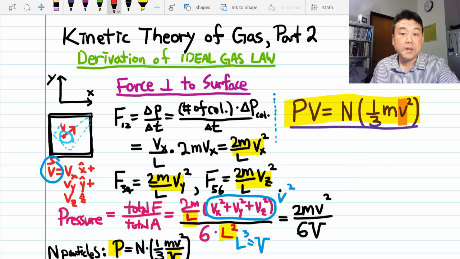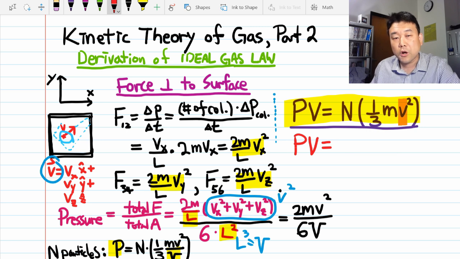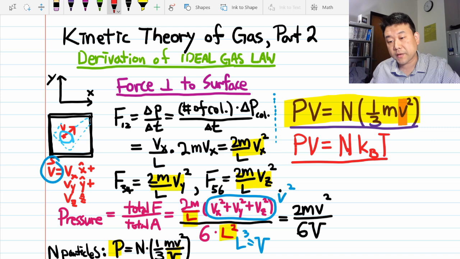So at this point, let me compare this to the ideal gas law you learned in chemistry, except I'm going to write it in the physicist way. Pressure times volume is equal to, in chemistry you learned lowercase n times the gas constant R. In physics, it would be the number of gas molecules, capital N, times what we call the Boltzmann constant, k, sometimes with subscript B, sometimes without, times the temperature. So this is the experimentally determined ideal gas law that relates the macroscopic quantities: pressure, volume, and temperature.